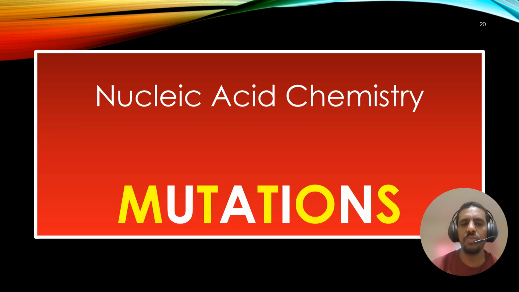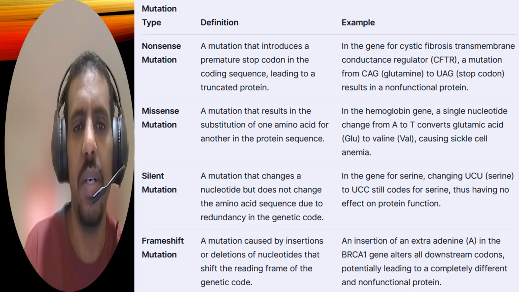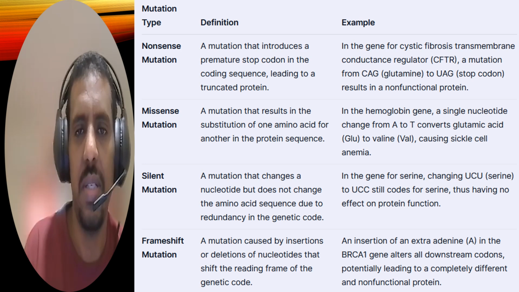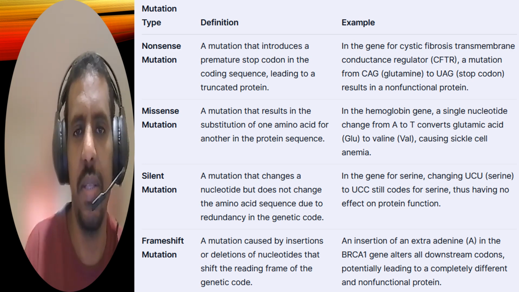Okay, now let's move on to the mutation MCQ section with the nucleic acid chemistry part. Let's go. Before we move on to the questions, let's first look at the summary of the four main types of mutations. I suggest pausing to read it before we answer the next set of questions.